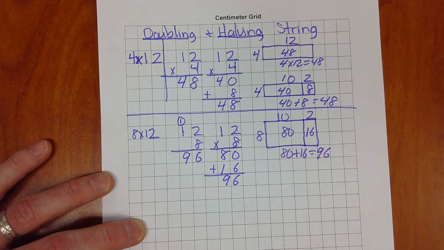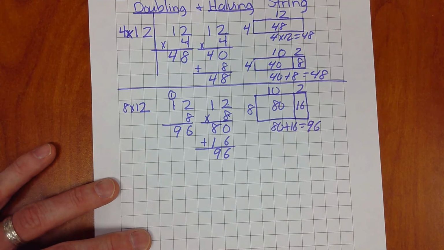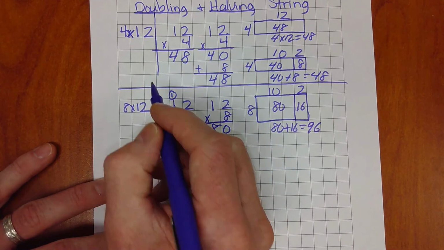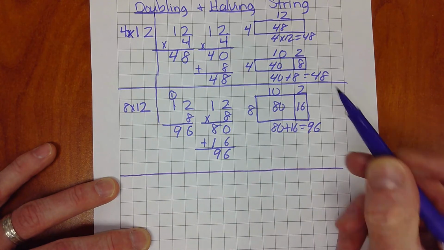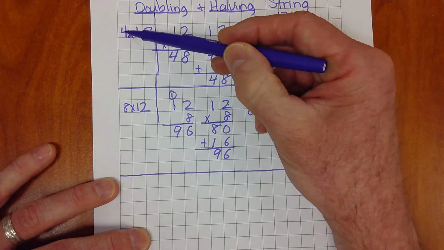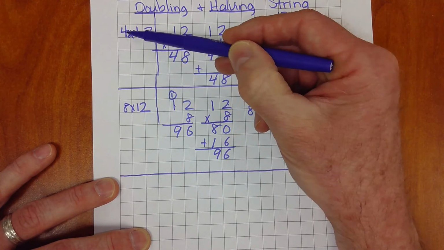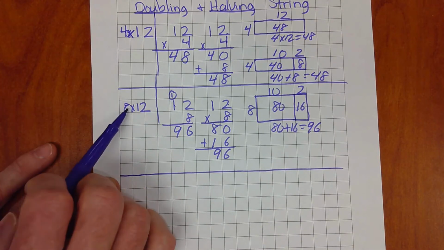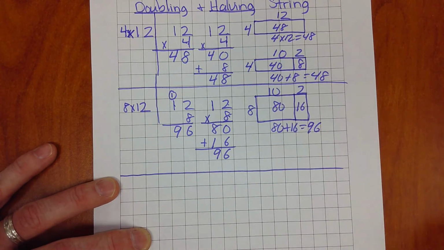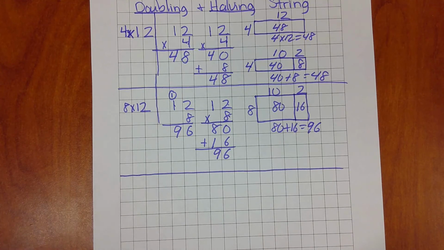and we get 96. Now a lot of you noticed right away when we went from 4 times 12 to 8 times 12, the 4 doubled. So if we look at our previous answer of 4 times 12, if one of the numbers doubles, then our product would naturally double, from 48 to 96.